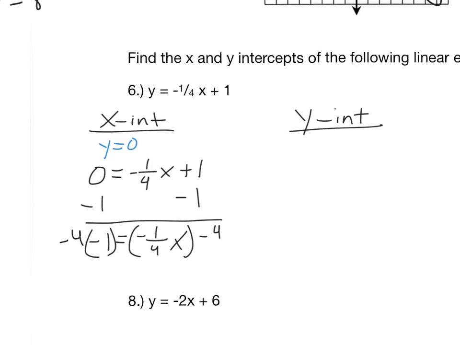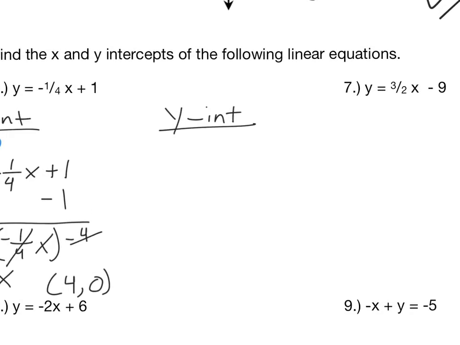Right? Negative 4 times negative 1 would be a positive 4. Negative and a negative gives you a positive. And these would obviously cancel out. So what is your x-intercept? It would be 4, 0.